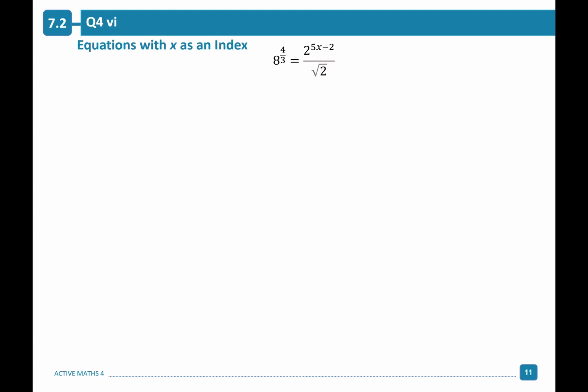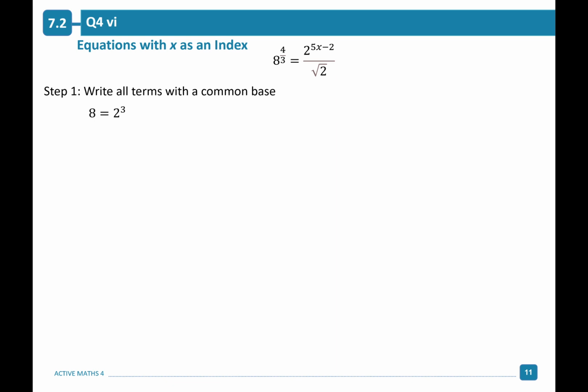Let's try another example. This is question 4, part 6. 8 to the power of 4 over 3 equals 2 to the power of 5x minus 2 over root 2. Step 1. Write all terms with a common base. This means we have to change our 8 into a value which has a base of 2. 8 is equal to 2 to the power of 3.